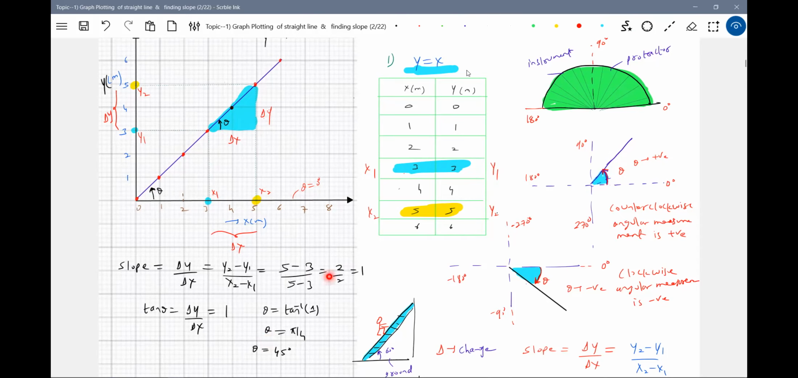This is from the geometrical method. This is from the protractor. If you know the protractor, what should you do?